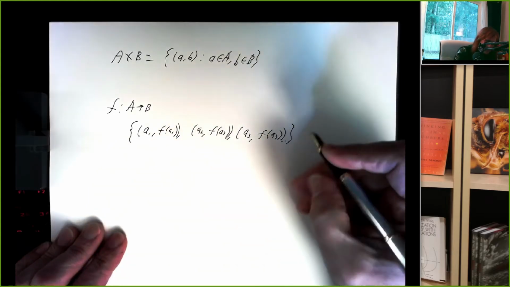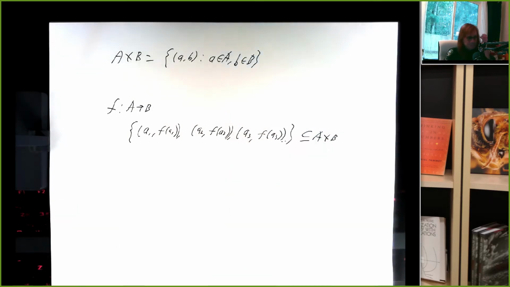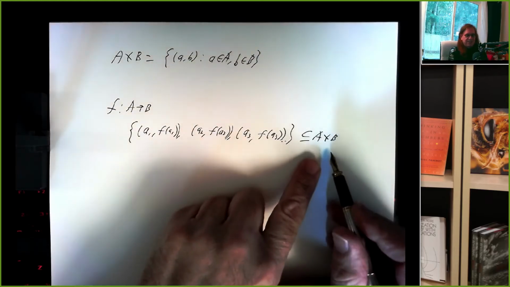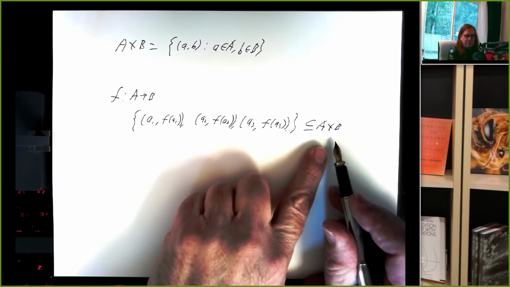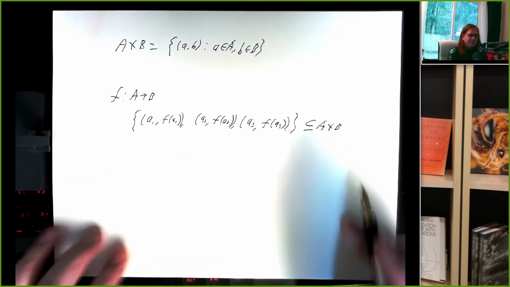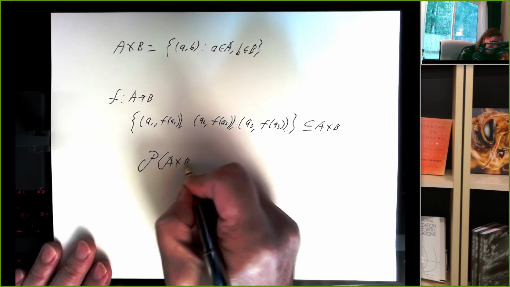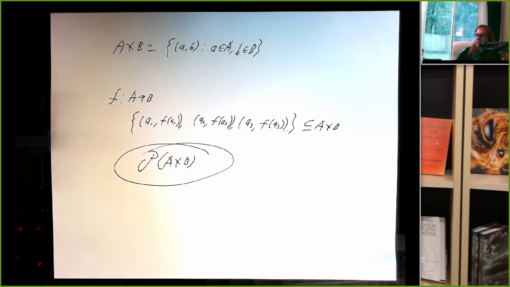Well, that's just a subset of A cross B. So every function corresponds to some subset of this. Well, if we were to write all possible subsets of A cross B, that's just the power set of A cross B. This contains every possible function from A to B.